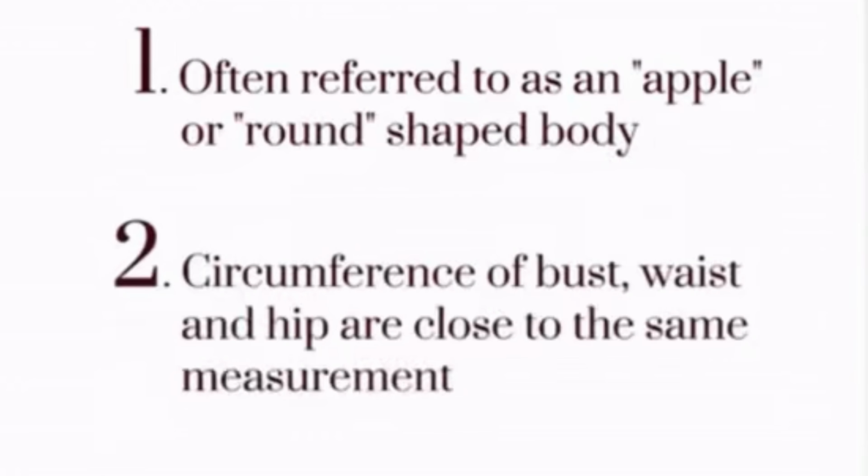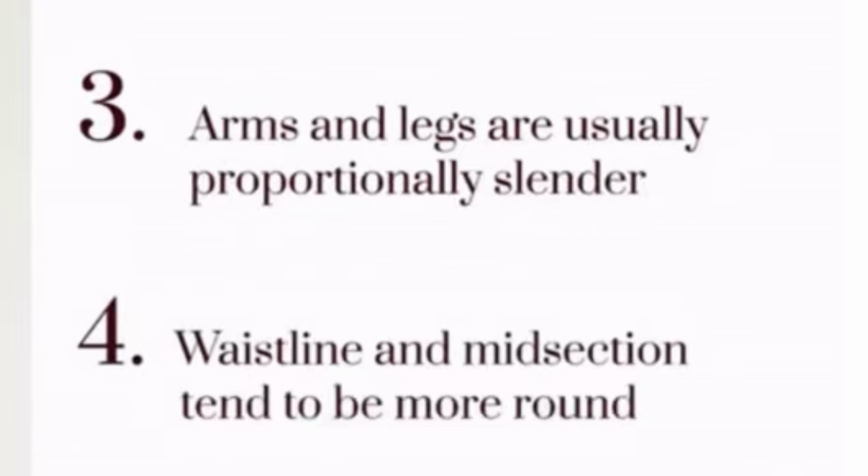Oval body shape is often referred to as apple and round body shape. In oval body shape, the measurements of the bust, waist and hip area are the same. With an oval body shape, arms and legs are slender in proportion, with narrow hips, and the waistline and midsection are not defined.